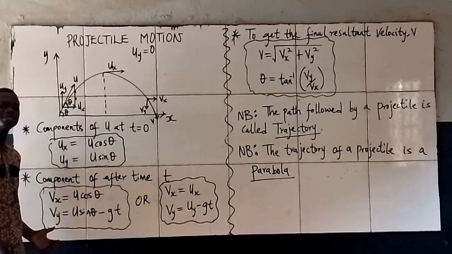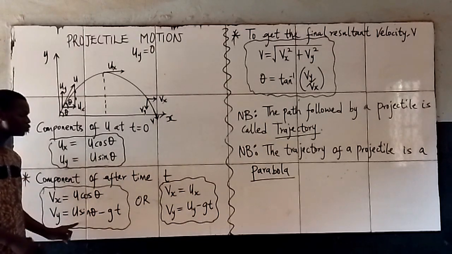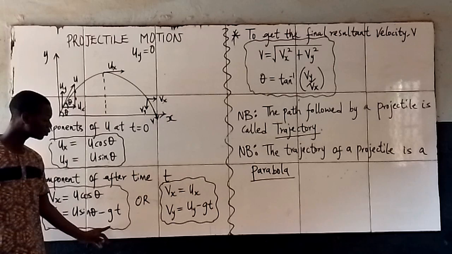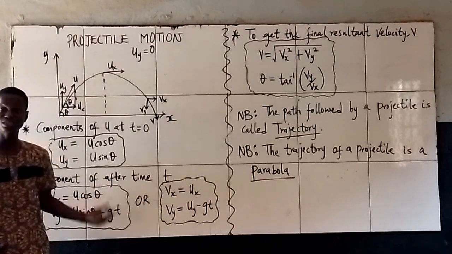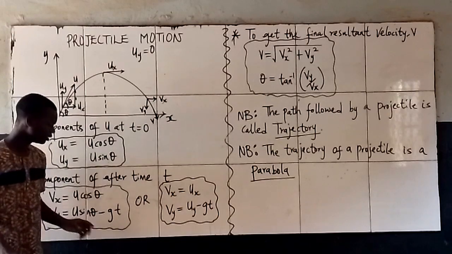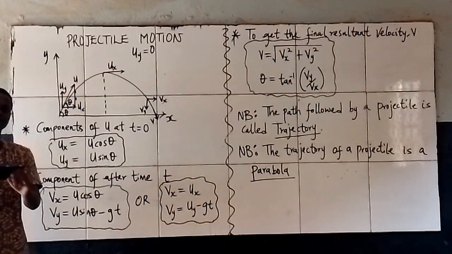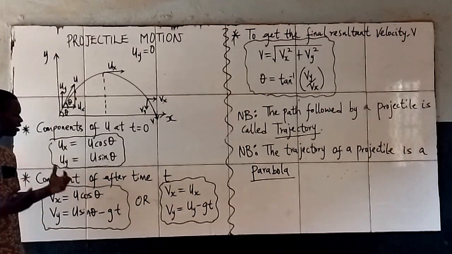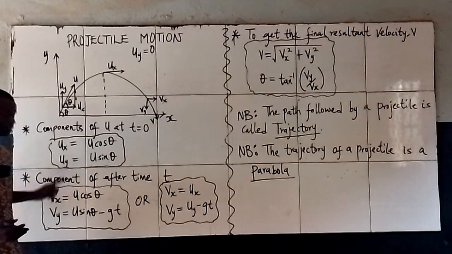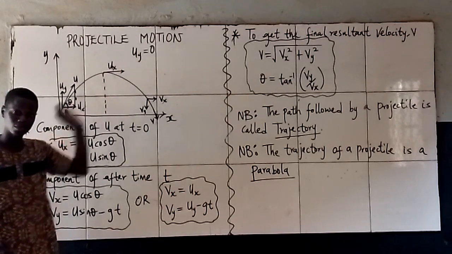Now, how do you get the vertical component of the velocity? You use u sin theta minus gt. We know that g is gravity. t is the time that will be given to you. I hope that is clear. Now observe, Vy and Uy are not the same. And that further emphasizes the statement that it is the vertical component that changes during a projectile motion.